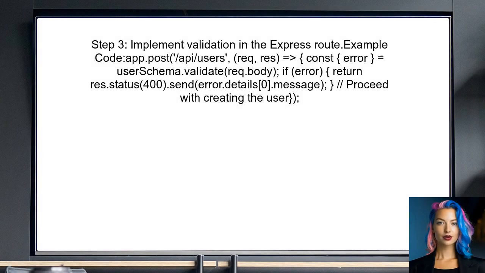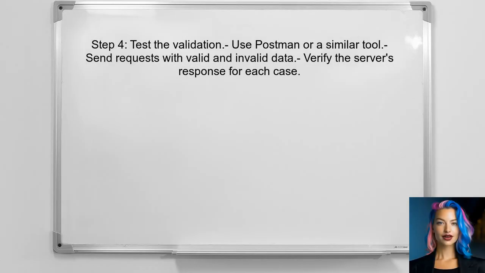Now the user can implement the validation in their Express route. They should validate the incoming request body against the defined schema. Finally, the user should test the validation by sending various requests to their API. This will help ensure that the validation works as expected.